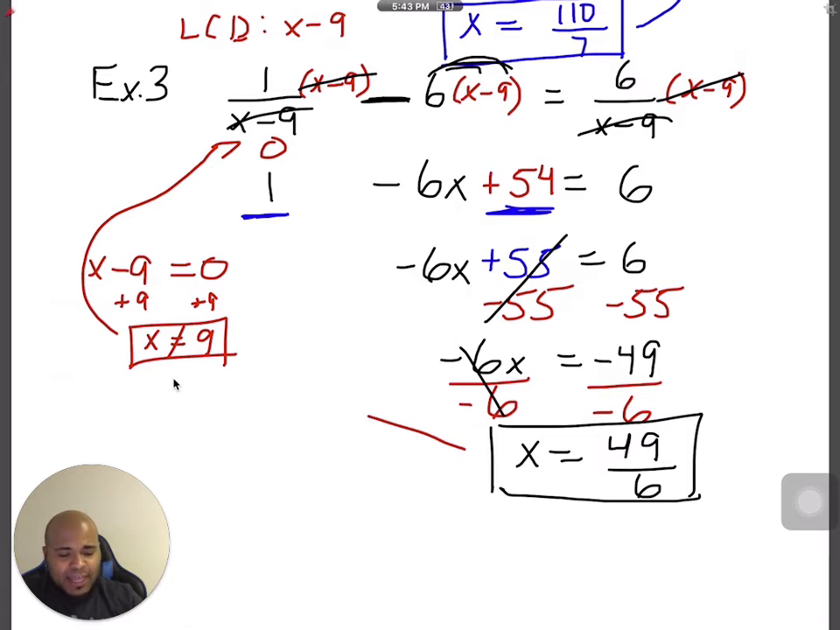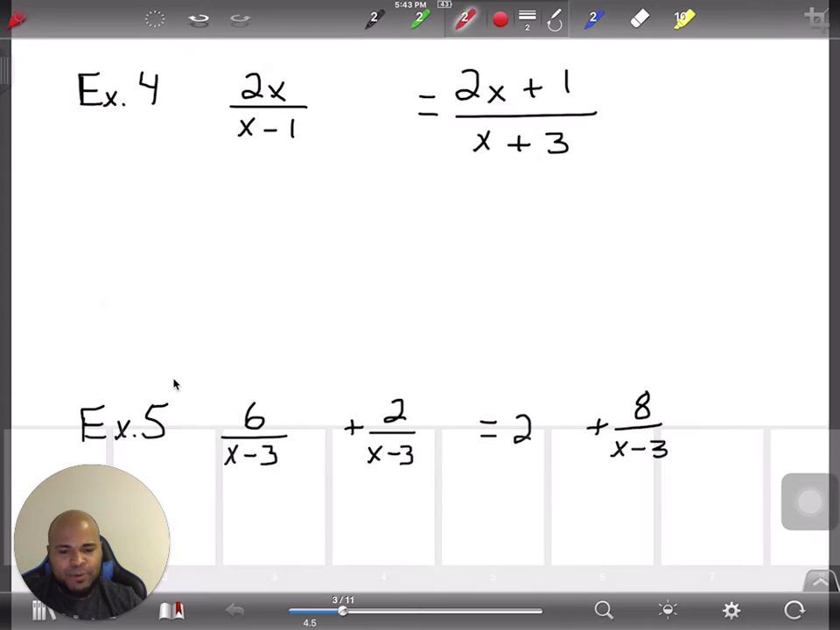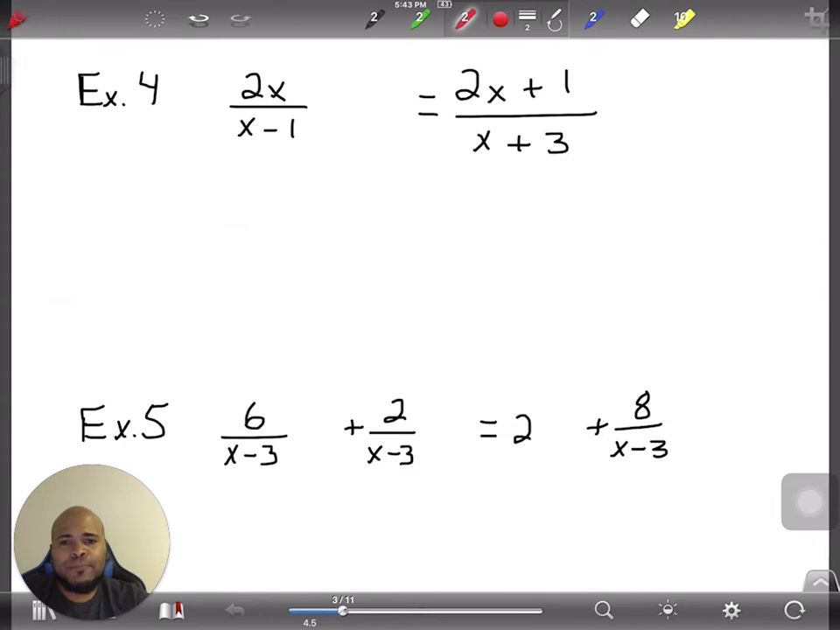But this is not that, right? So this is still a solution. So x equals 49 over 6. All right, let's look at the next type of problem. So example 4. This is why there are different examples, because different examples will show you different things.